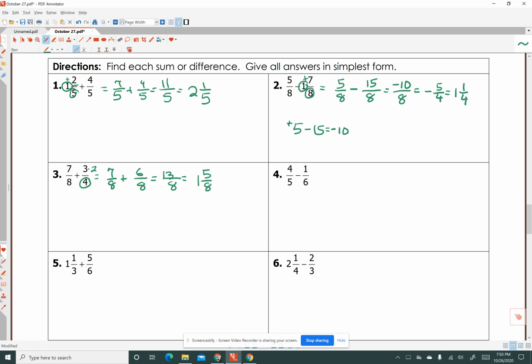Number 4, the least common multiple of 5 and 6. Well, let's look at the multiples of 6: 6, 12, 18, 24, 30. Okay, that's also a multiple of 5, so that will be our new denominator. And 5 times 6 is 30, 4 times 6 is 24, 6 times 5 is 30, 1 times 5 is 5. Keeping the denominator, subtracting 24 minus 5 is 19, and that is a final answer.